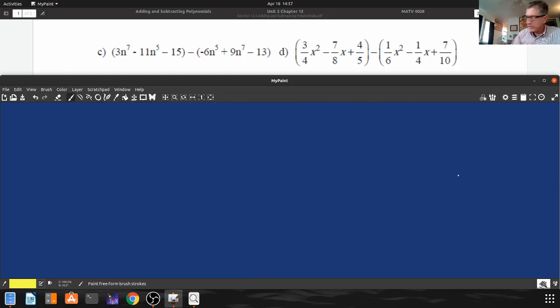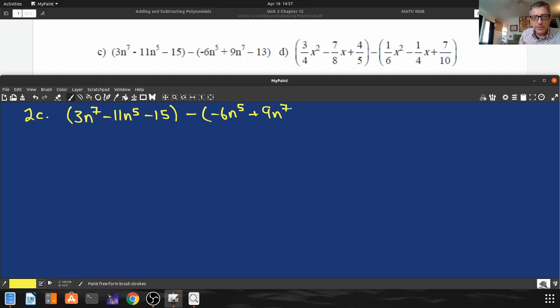So this is 2c. So we have 3 to the 7th power minus 11 to the 5th power minus 15 minus 6 to the 5th power plus 9 to the 7th power minus 13. So again, the first thing I do is I just change this into an addition problem.